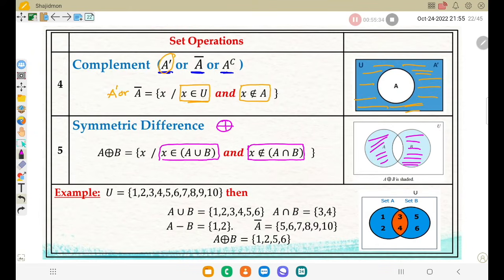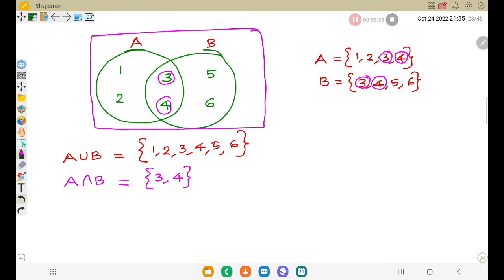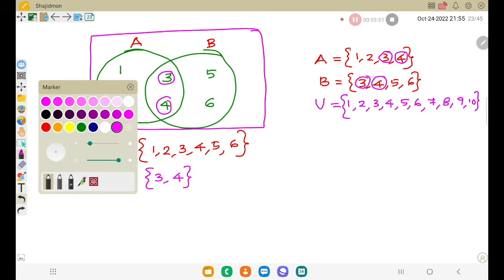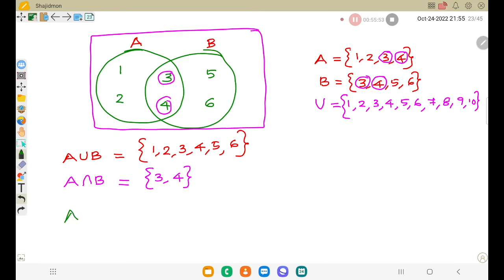Universal set is given in the question, 1, 2, 3 up to 10. Universal set means 1, 2, 3, 4, 5, 6, 7, 8, 9, 10. Now next we need to do, what is A minus B? Difference of two sets, A minus B. That means from the A set delete the B numbers.